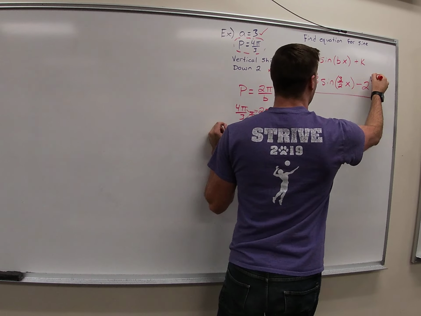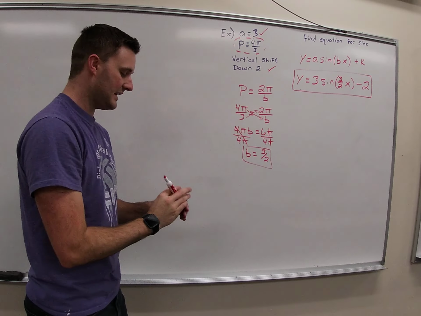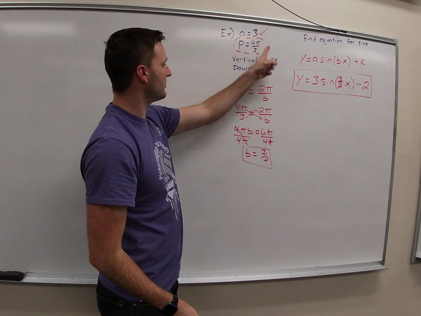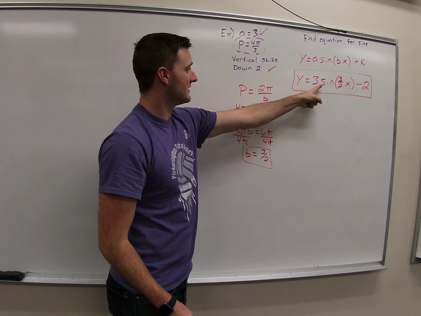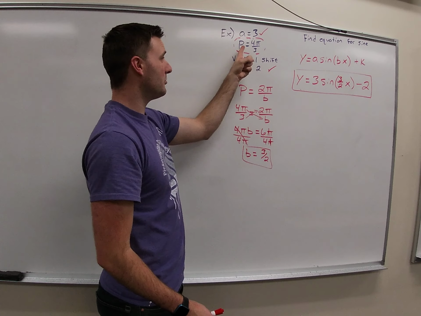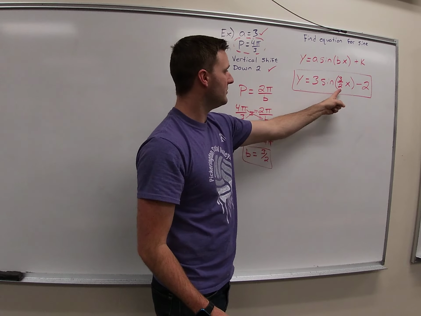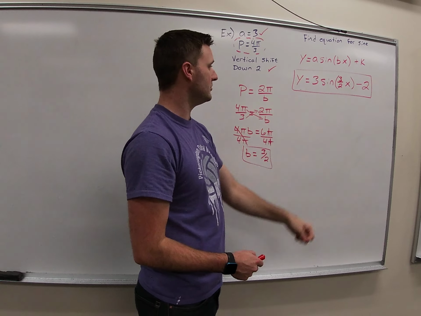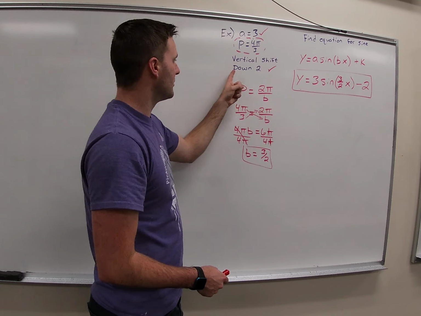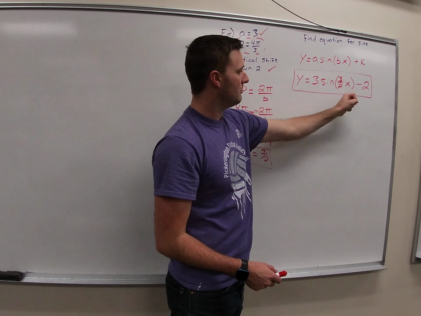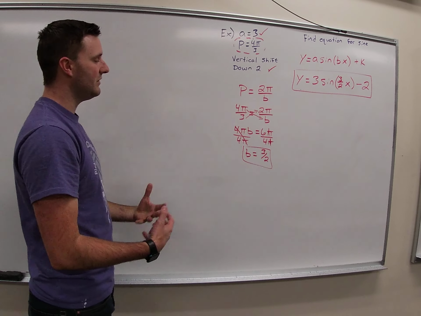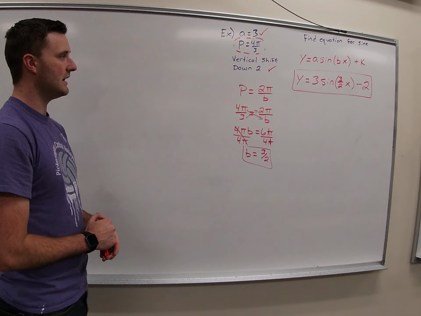So, our original equation, given that we have an amplitude of 3, given that it's the sine function, given that our period was 4 pi over 3, after we plugged it into our formula, we found out that b then is 3 over 2. And we had a vertical shift that was going down 2, so minus 2 on the outside. We can find our original sine function.